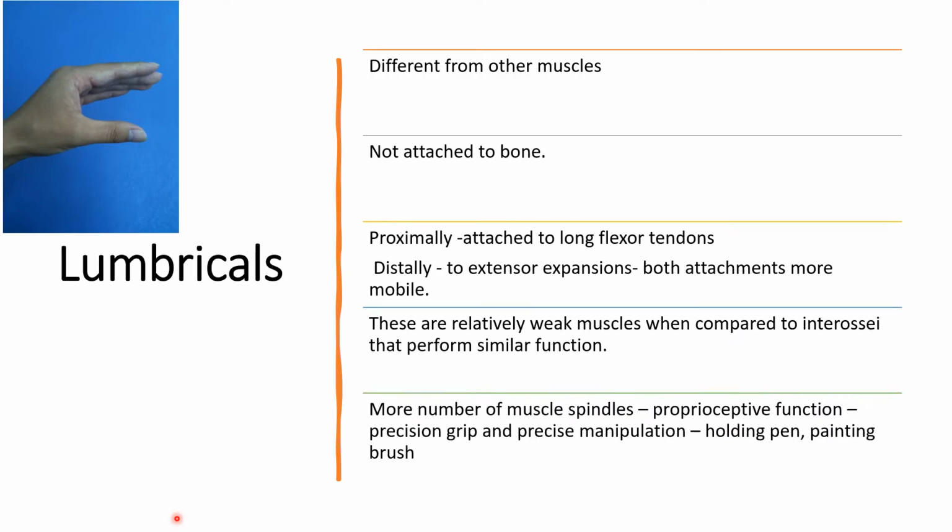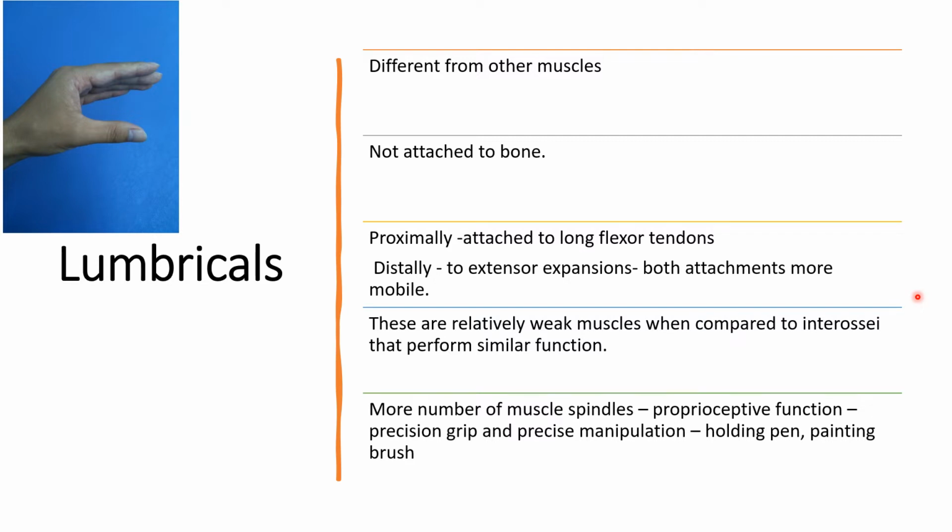The lumbricals are different from other muscles. What is the difference? They are not attached to bone, whereas the other muscles are attached to bones. Proximally, the lumbricals are attached to the long flexor tendons and distally they are attached to the extensor expansion, and both attachments are mobile. Proximally they are on the palmar aspect of the hand, because the long flexor tendons are on the palmar aspect.